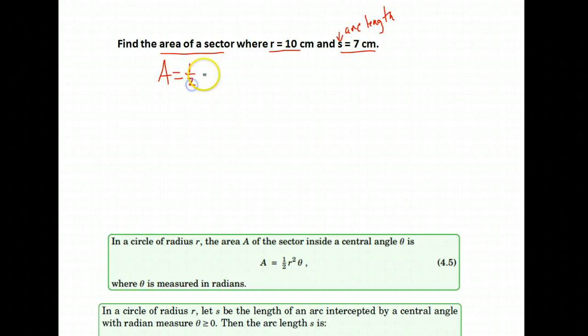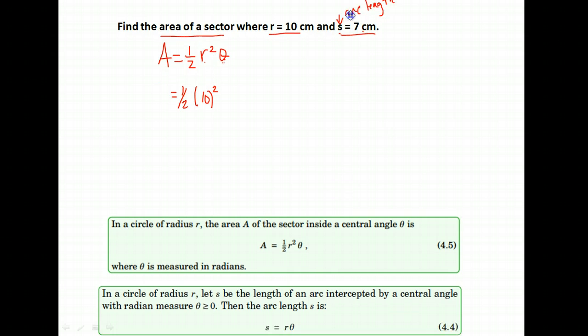Well, what do we need in order to find what they're asking for? The formula for the area of a sector is 1/2 r squared times theta. So we need the radius and the measure of theta. They gave us the radius, so far I have 1/2 times 10 squared, but I don't have theta. I'm going to use the fact that the arc length is 7 centimeters to find theta, and I'll go from there.